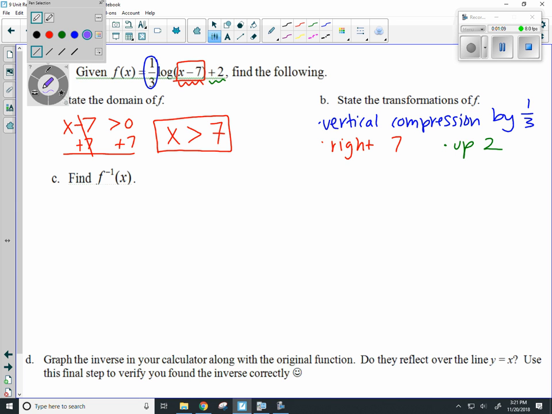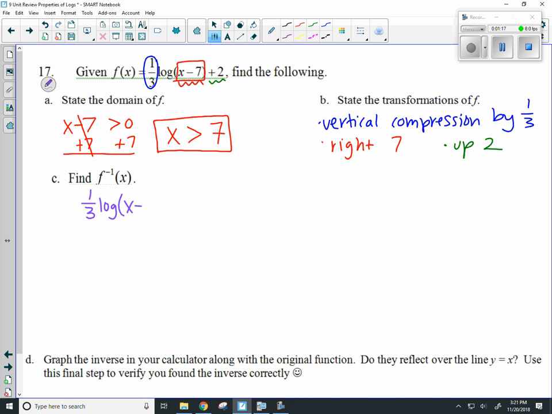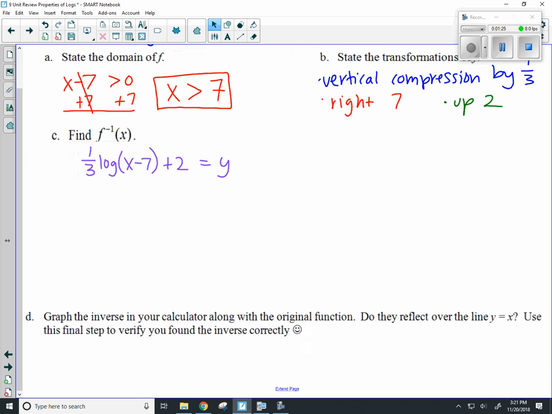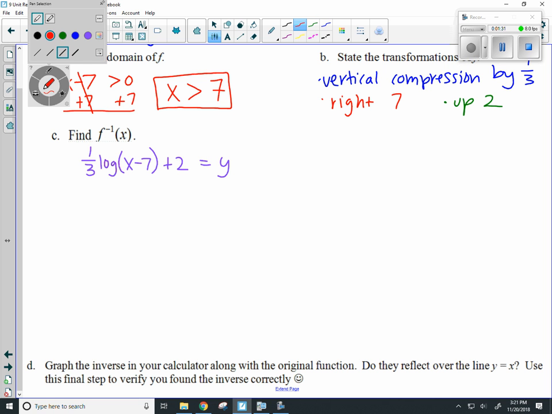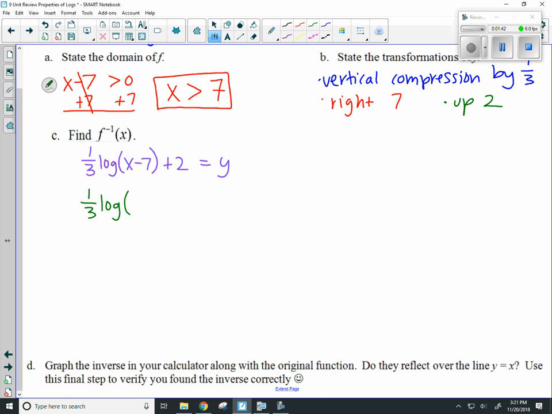To find the inverse, which is what we need to do next, I would recommend rewriting the original problem. So 1/3 log x minus 7 plus 2, and set it equal to y with the y on the right side. I find that for one of the steps we have to do in the next couple rounds, it's a little bit easier if the y is on the right side. So for starters, anytime you find the inverse, the first thing you have to do is switch the x and the y variable. So that's what I'm going to begin by doing. So all I've done so far is switch x and y.